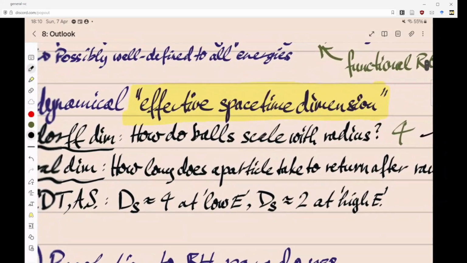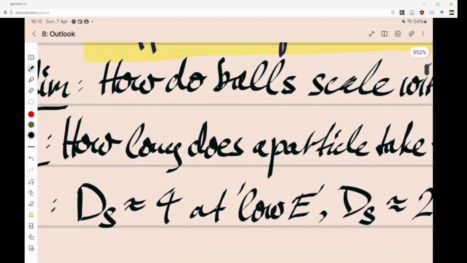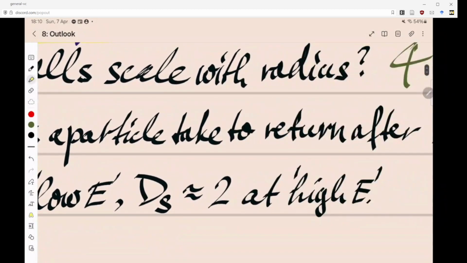What's known from a few approaches, particularly from asymptotic safety above and from causal dynamical triangulations, is that at low energies, which has a certain meaning in those contexts, you find that the spectral dimension is 4, but you will also find that at high energies, again with a certain meaning there, the spectral dimension is 2. So what you receive is that at high energies, you have what's called dimensional reduction.